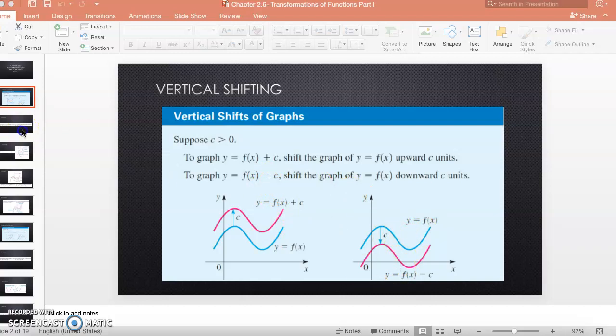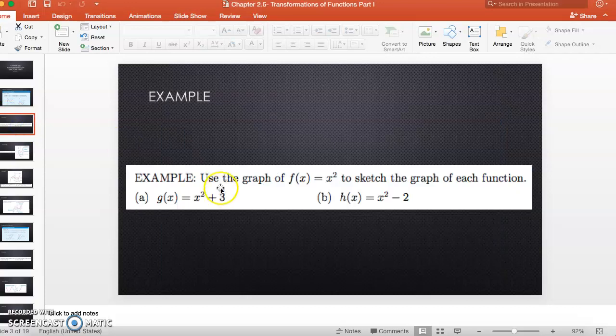Let's look at a few examples. Let's say we have these two examples. We have our original function f of x is equal to x squared, and we want to sketch the graph for the function. So let's say we have this, x squared plus 3. Let's go into Desmos real quick.